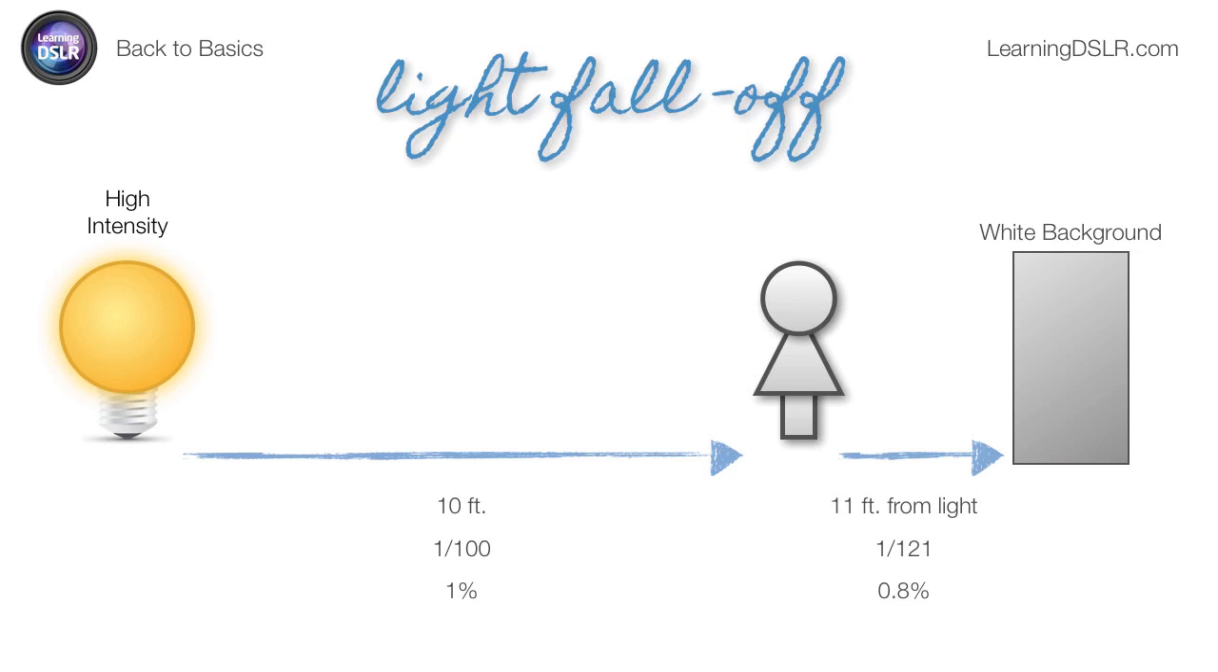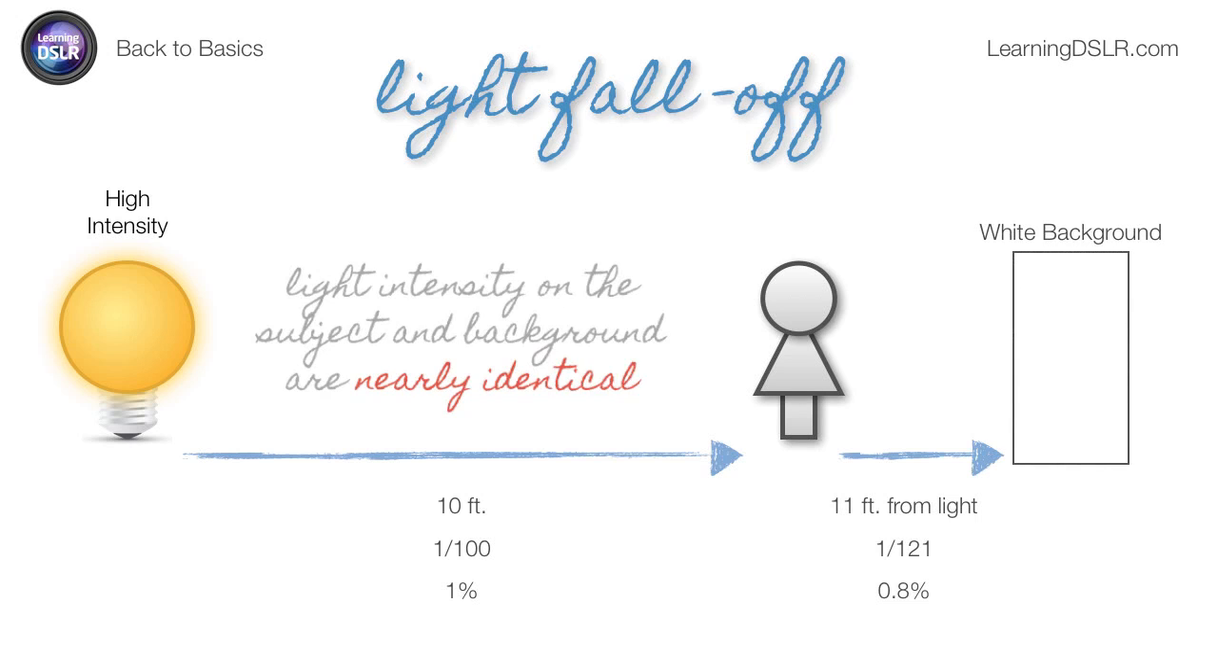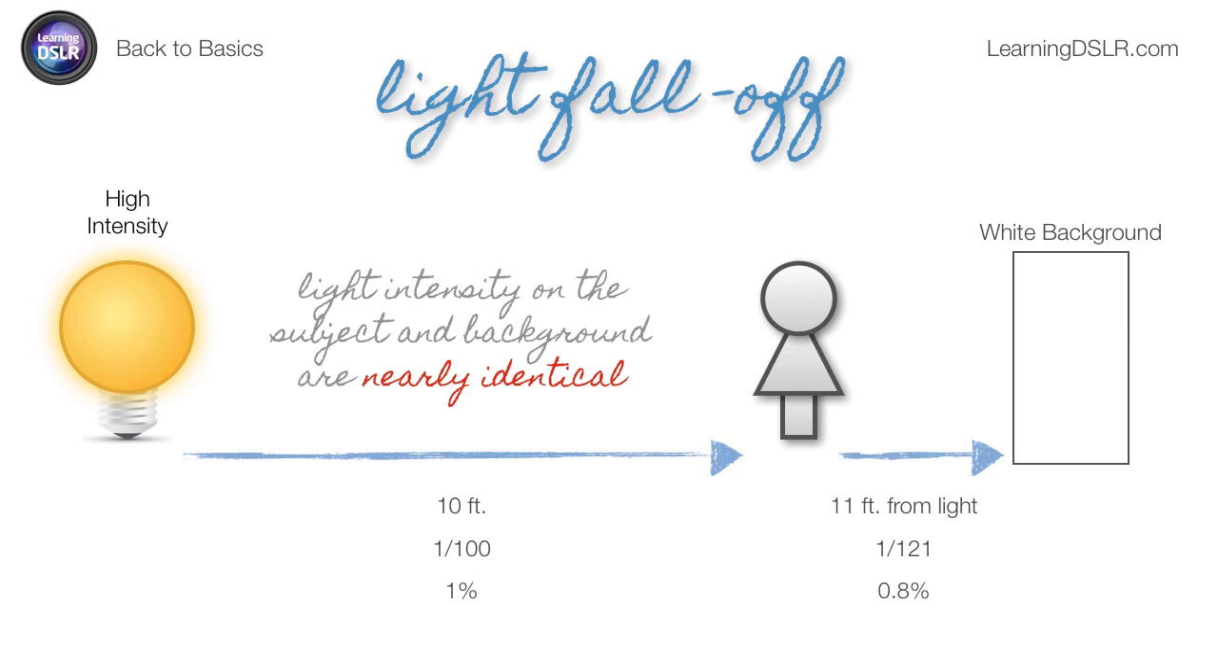And that white background is now still only a foot behind the subject. So you've got 10 feet from the subject and 11 feet from the background. What's going to happen is the background is going to register white. And it's because the subject and the background are getting nearly identical amounts of light. Look at some of the values here at the bottom. You've got the subject getting 1% of that strong light and the white background's getting 0.8%. I mean, that's nearly identical. So you'll now have a well-lit subject and a well-lit background.